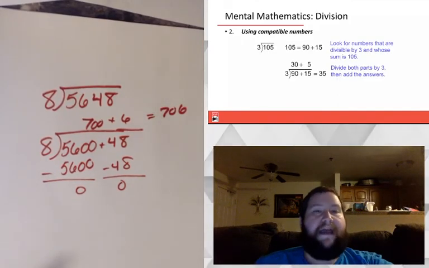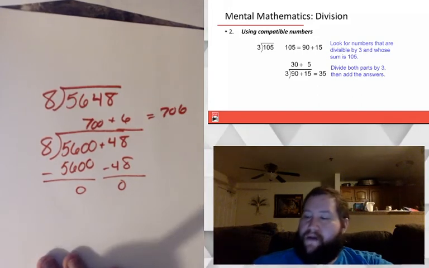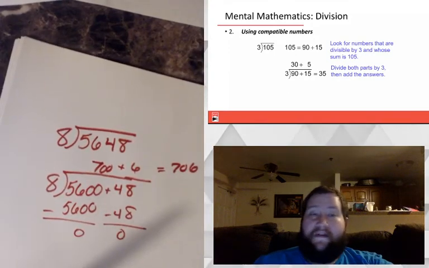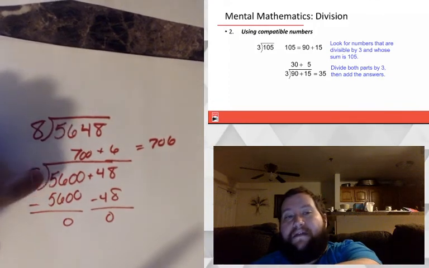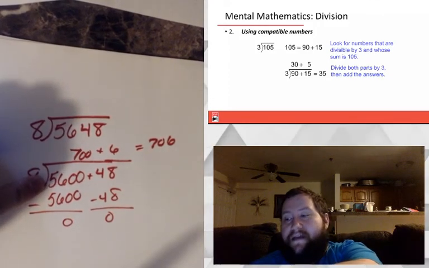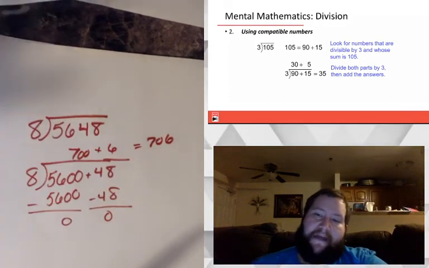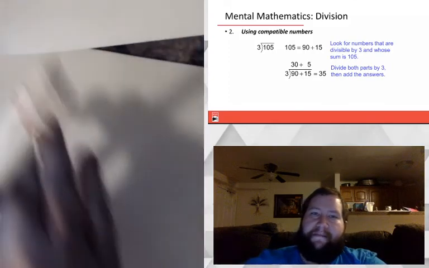Using compatible numbers. So suppose we have 3 divided into 105. And you'll notice, just like this one I previously did, it involved me, the doer of mathematics, recognizing the 7, 8, 56 fact family. We might talk about fact families later in the semester, we'll see.